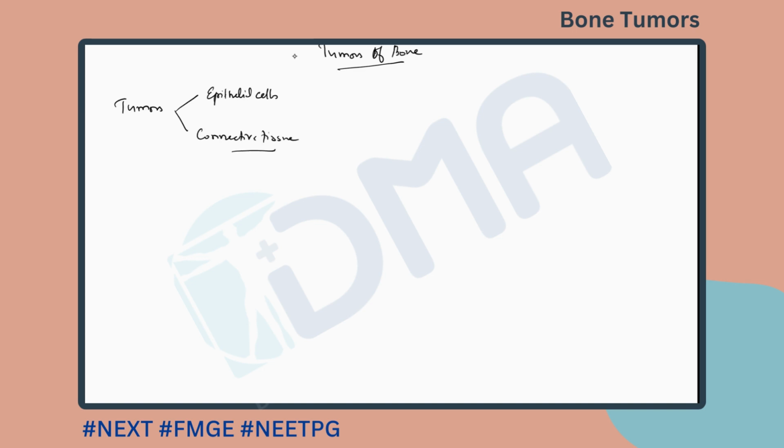If a tumor arises from the epithelial cell, it is called carcinoma. If a tumor arises from a connective tissue, it is called sarcoma. Bone is a connective tissue, so the bone tumors are sarcomas.